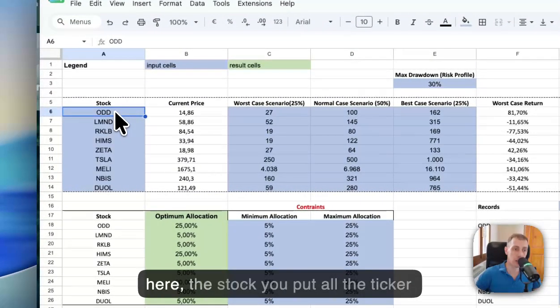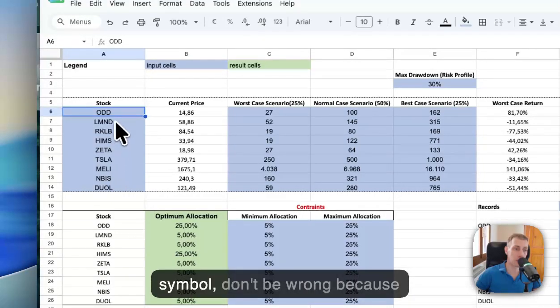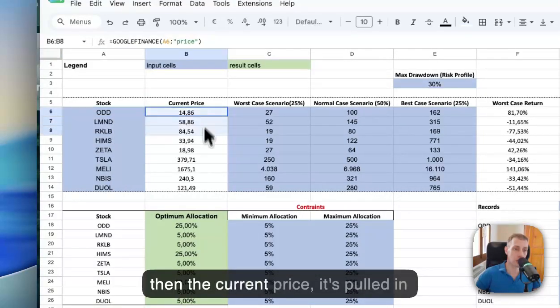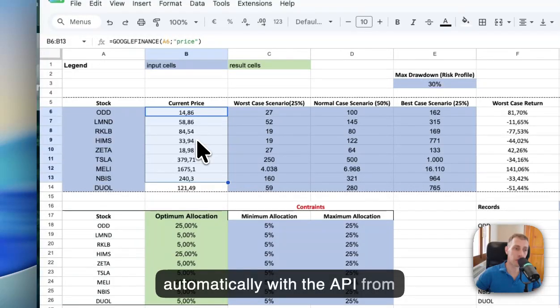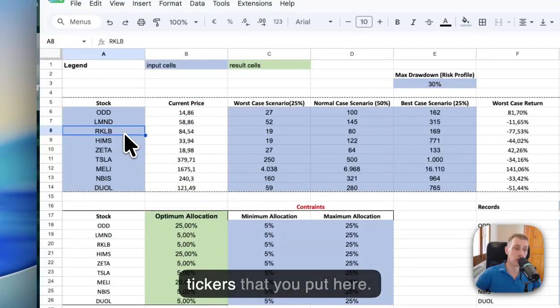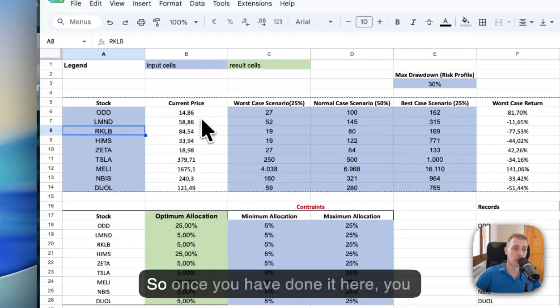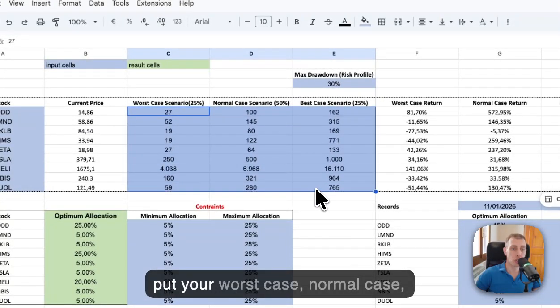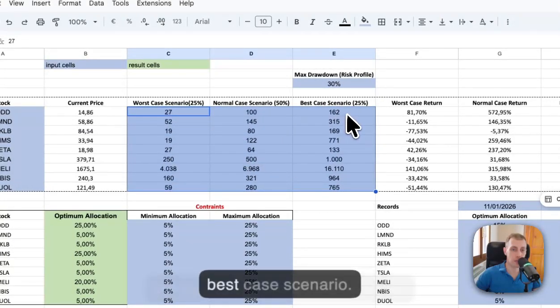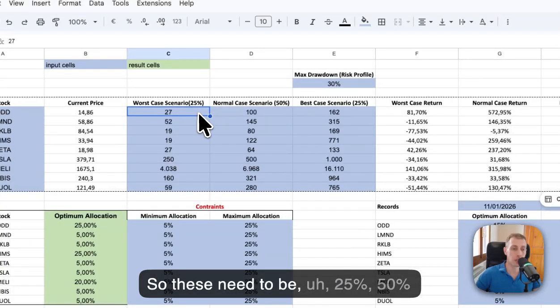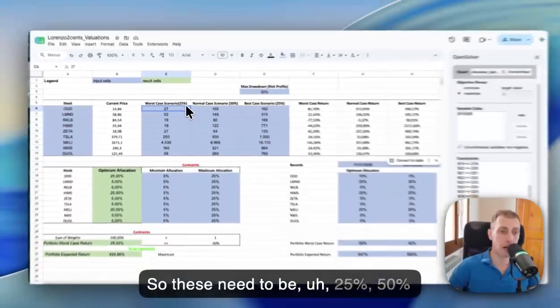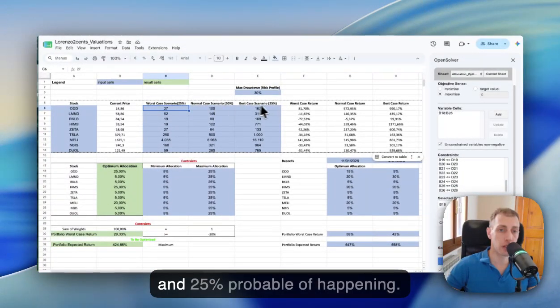So how do you use it? First here, the stock, you put all the ticker symbols. Don't be wrong, because then the current price is pulled in automatically with the API from Google Finance on the base of the tickers that you put here. Once you have done it here, you put your worst case, normal case, best case scenario. These need to be 25%, 50%, and 25% probable of happening.